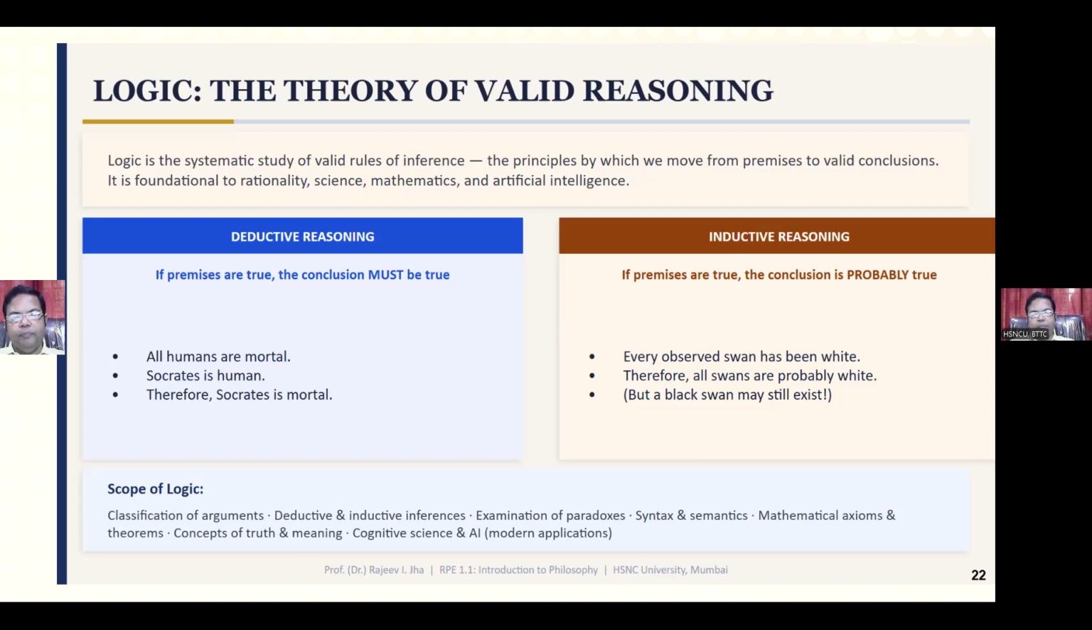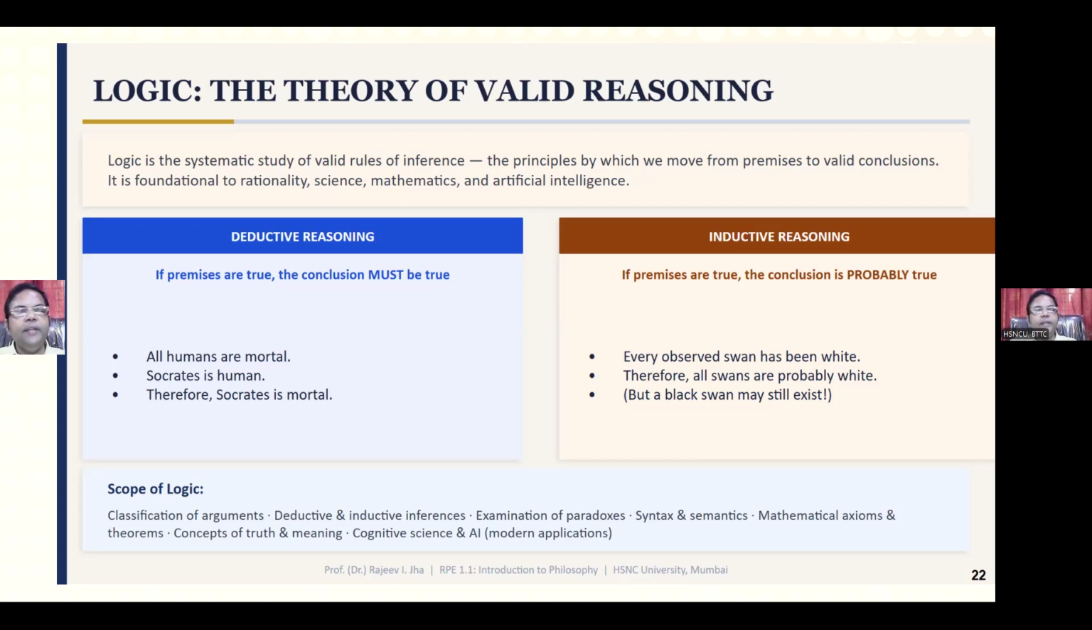In the modern era, as the slide notes, logic has become foundational to artificial intelligence and cognitive science. Every machine learning algorithm is a formalized system of inductive inference, and every logical circuit in a computer is built on Boolean logic, a branch of formal logic developed by George Boole in the 19th century.